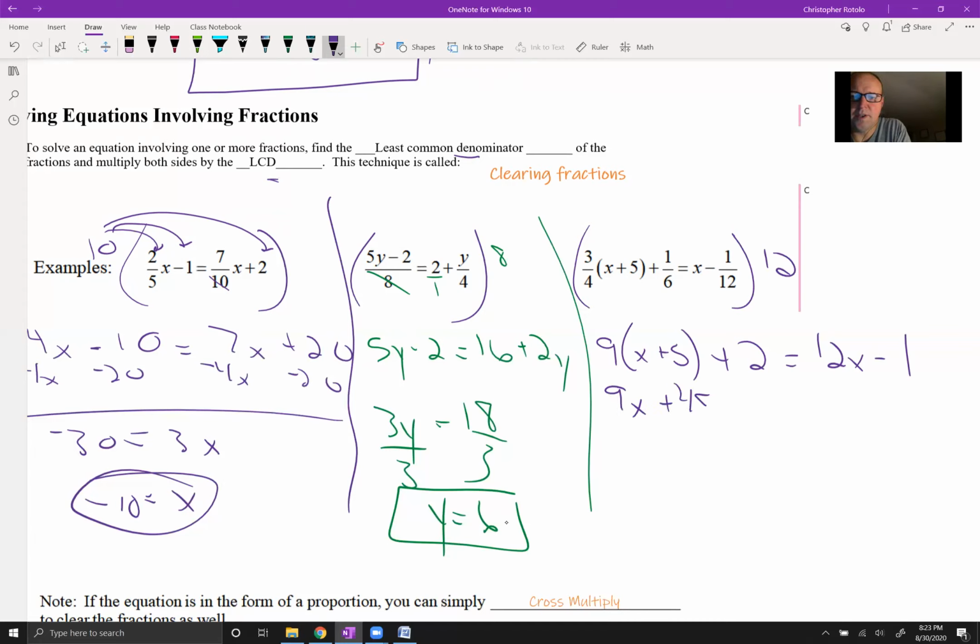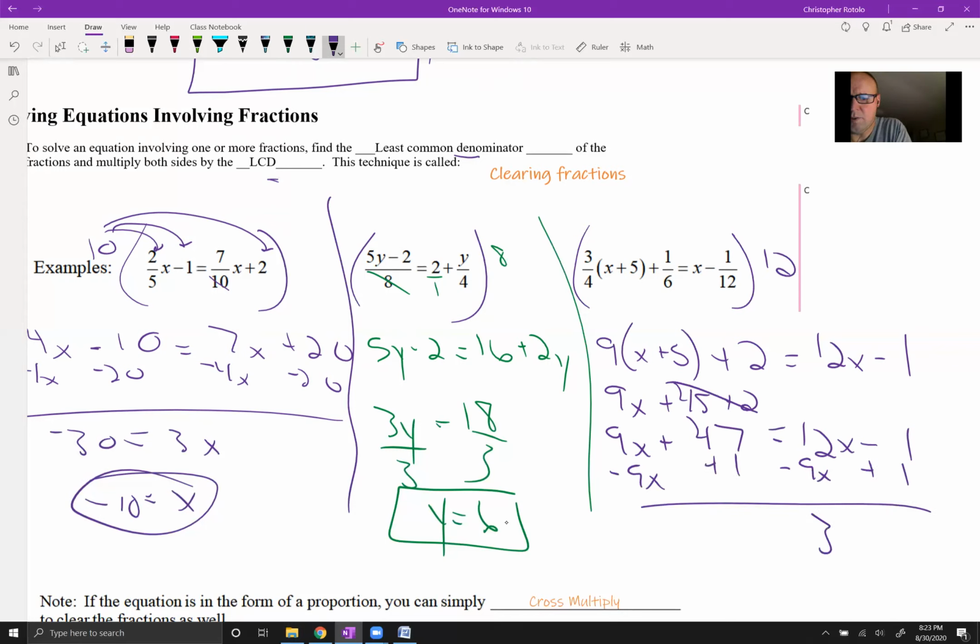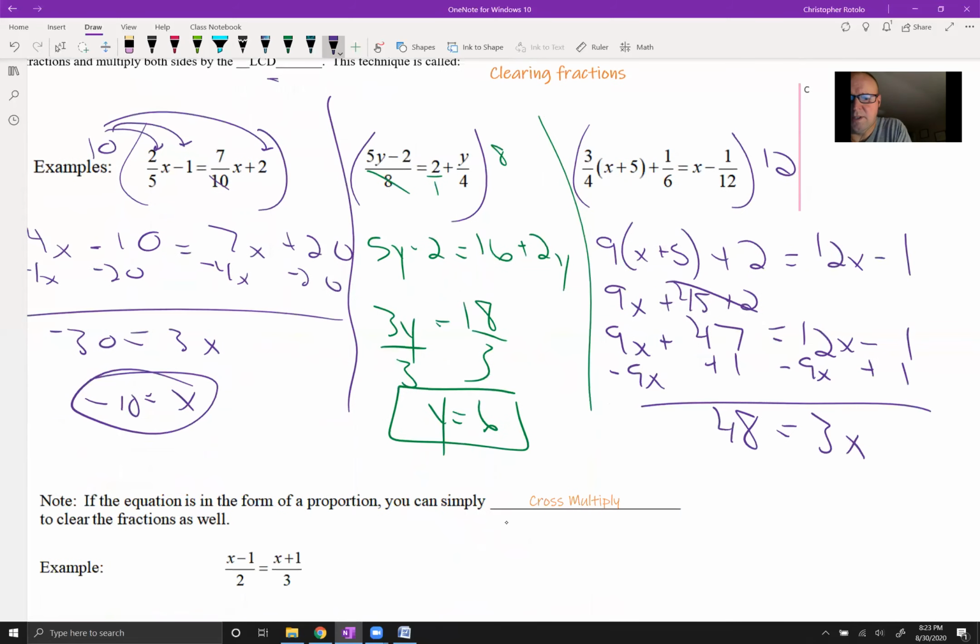9x plus 45 plus 2, so let's make that 47. Bring down the 9x. We get 12x minus 1. All right, let's subtract our 9x. And we'll add our 1. So we got 3x. We got 48. And we got x equals 16.